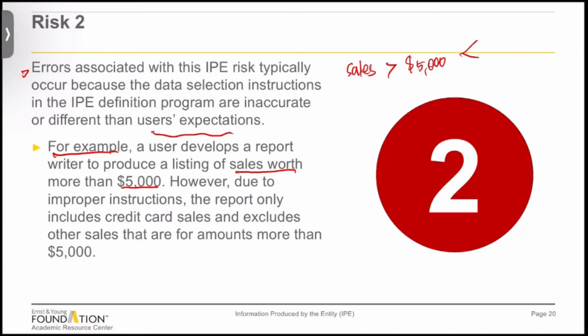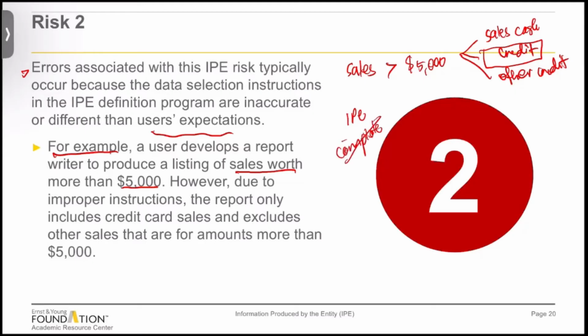So, ibig sabihin, dapat yung sales include sales which are made in cash, credit card, and other credit. However, when the report was generated, only those items which are related to a credit card has been produced. Therefore, the report or the IPE is not complete. Okay?